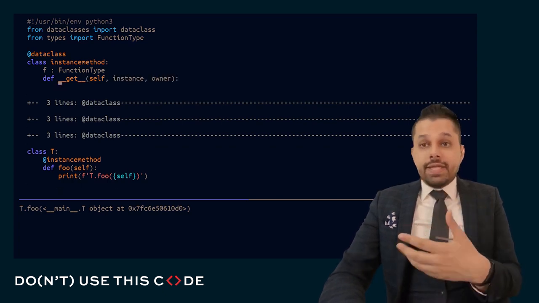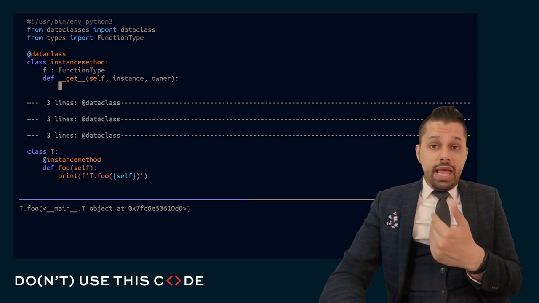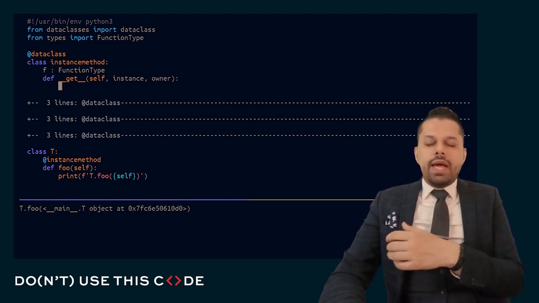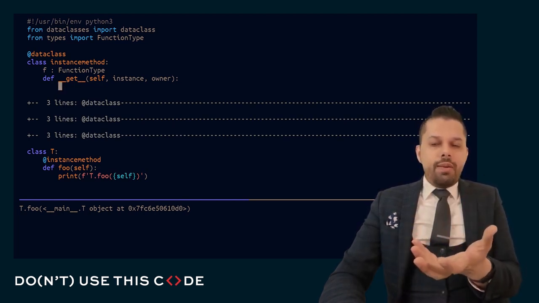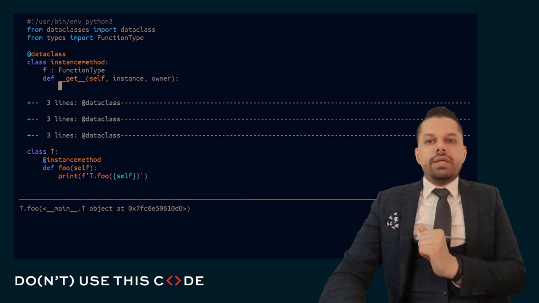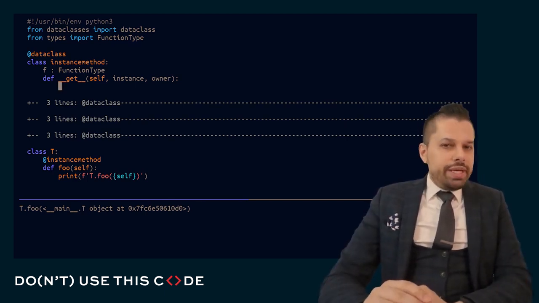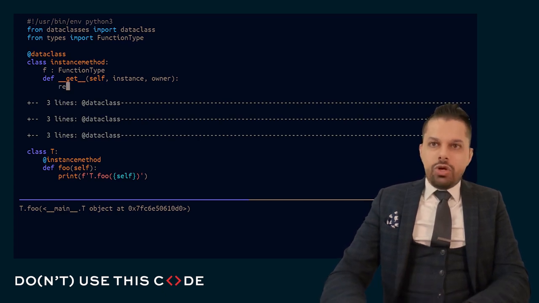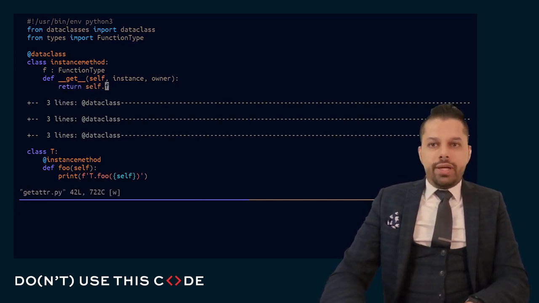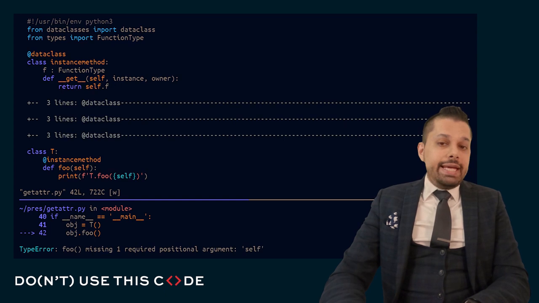Where the instance is the particular instance of this class that you're operating on, and the owner happens to be the type of that object, the class where this thing was found. Here, our implementation is quite simplistic. Instead of returning the function directly, which would be the case for, say, a static method, we're just going to bind this function.